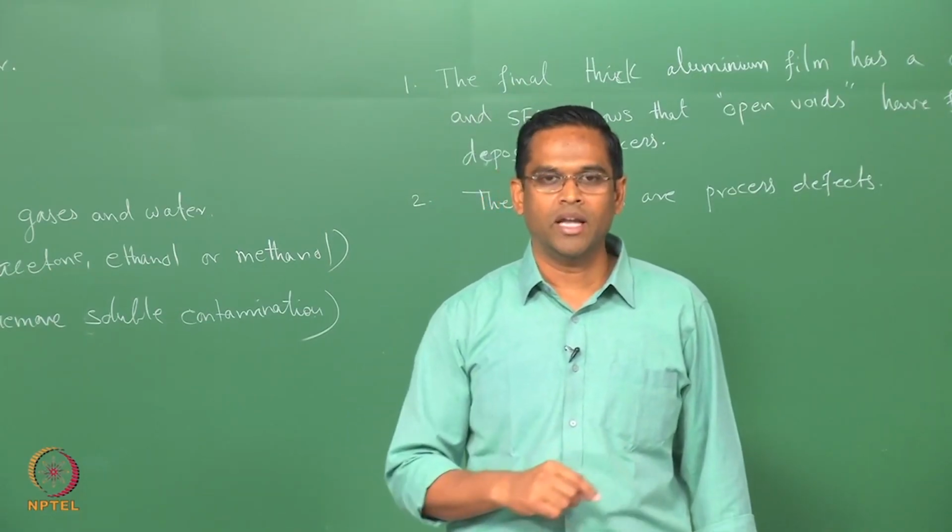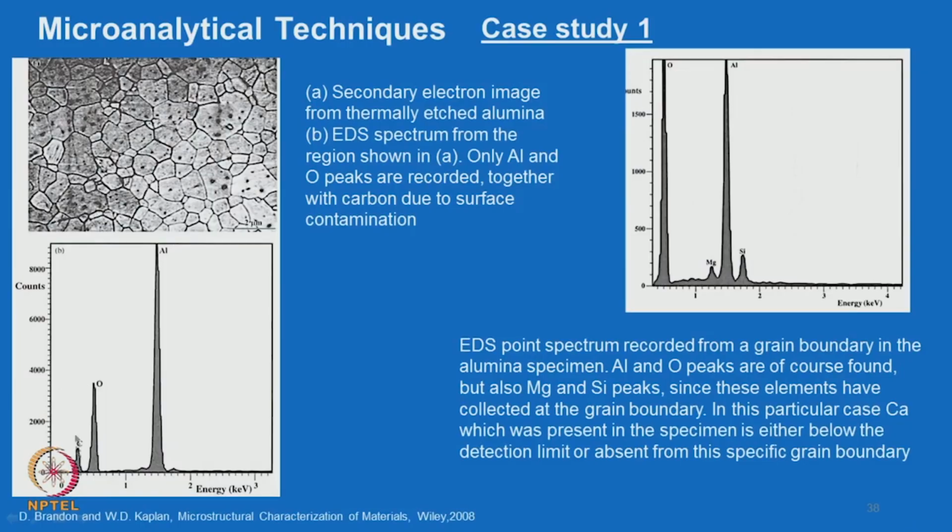So, in this particular case, the spectrum, the number of counts versus energy, shows only oxygen and aluminum along with carbon, though the carbon is not intentionally added; it is coming from the surface contamination.